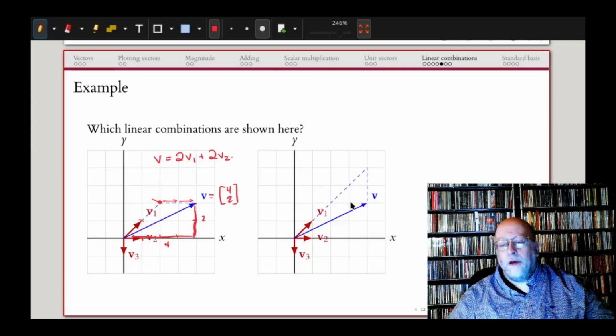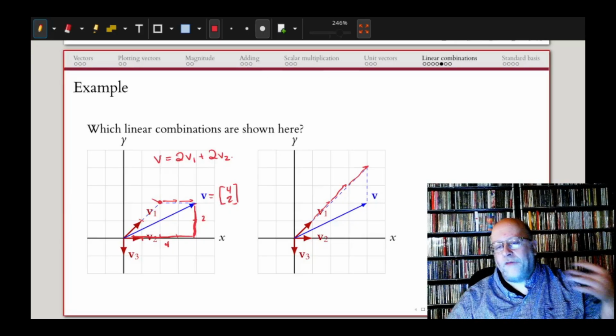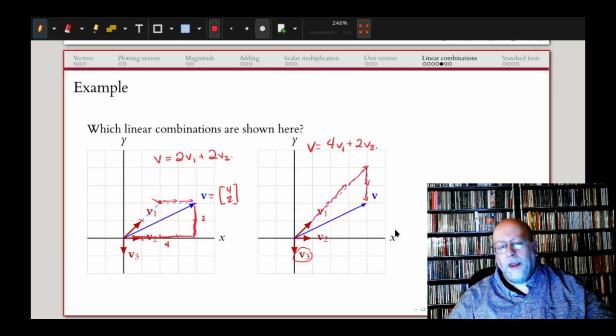Another way of building v is to start at the origin and take, instead of 2 copies of v1, 4 copies of v1. Now instead of being to the left of v, we're above v. And so we have to move downwards, and downwards is the v3 direction. We'll move 2 copies of v3. And so v is equal to 4 times v1 plus 2 times v3. And so using v1 and v2 and v3, we can build v in 2 different ways.